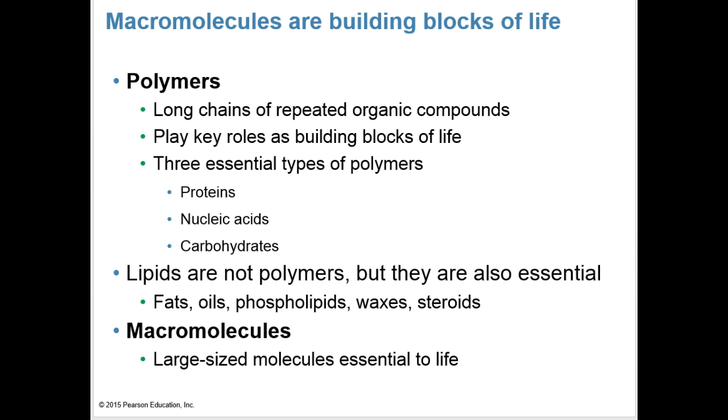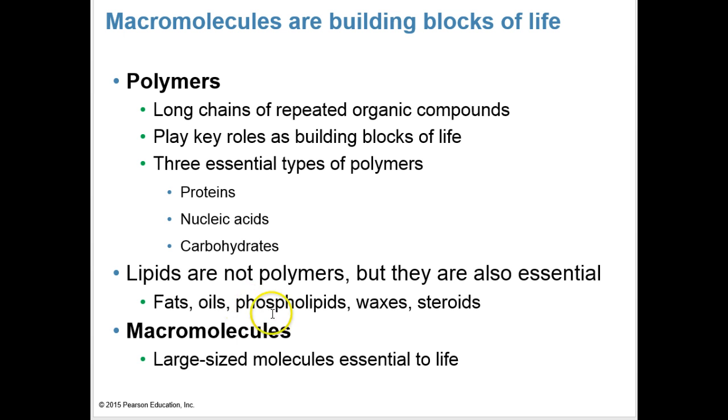Some compounds form what are called polymers, and these are long chains of repeated organic compounds. Polymers play key roles for some of the building blocks of our lives. Proteins, which make up so much of our bodies, are made of polymers. The polymers of proteins are called amino acids. Nucleic acids are also polymers. DNA and RNA are nucleic acids. Carbohydrates, sometimes just called carbs, are also polymers made out of repeating units of simpler sugars.